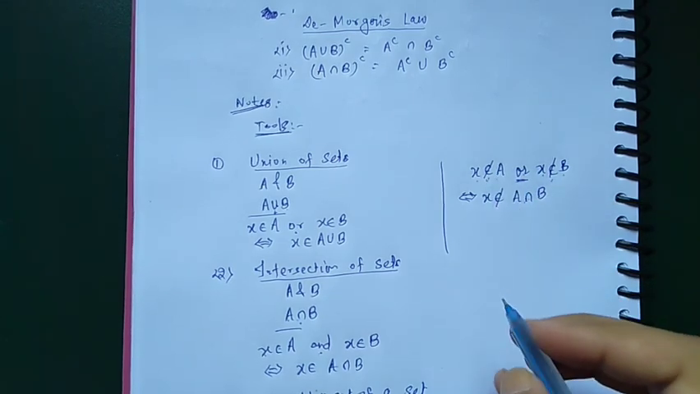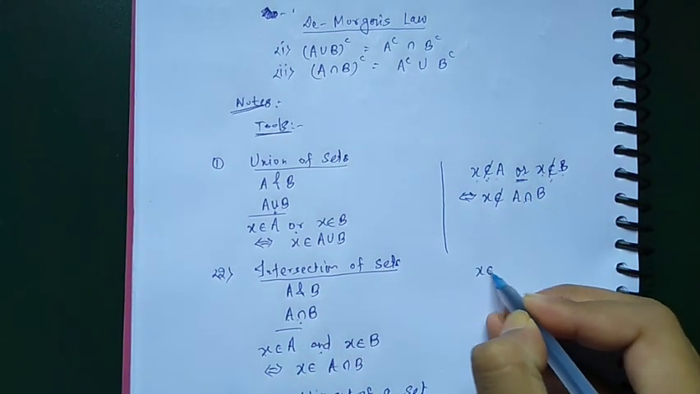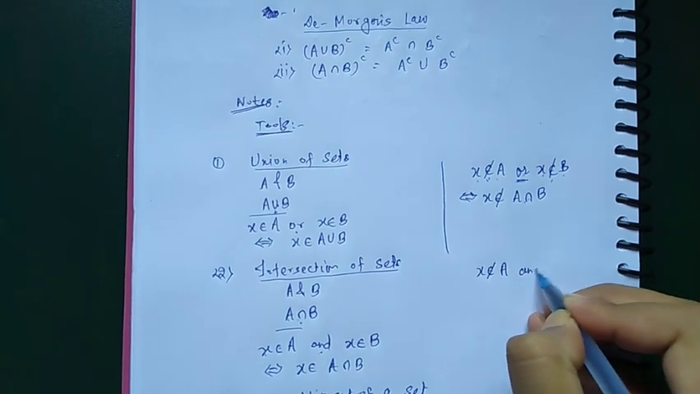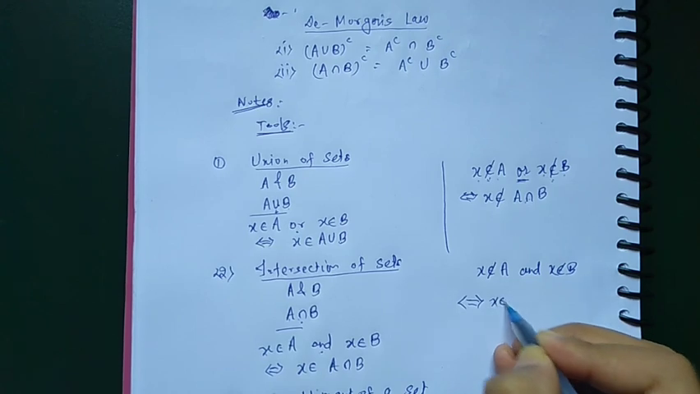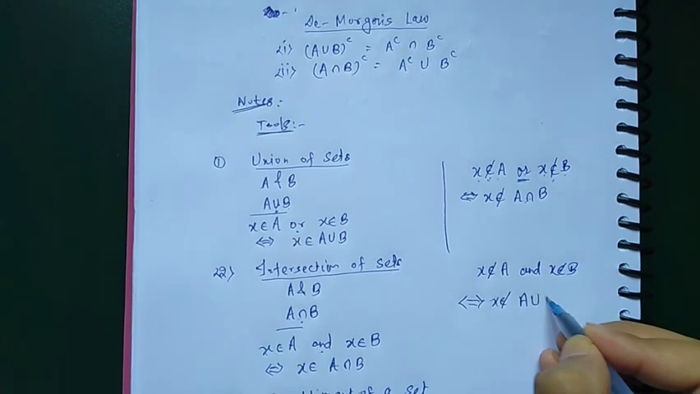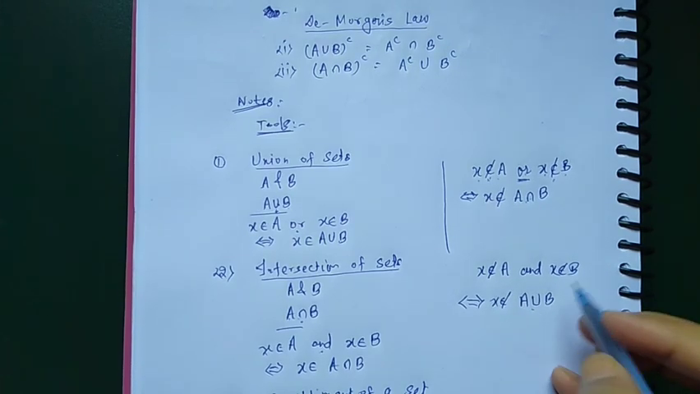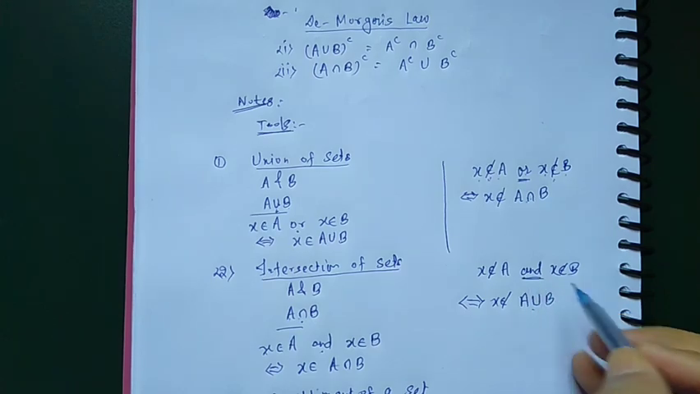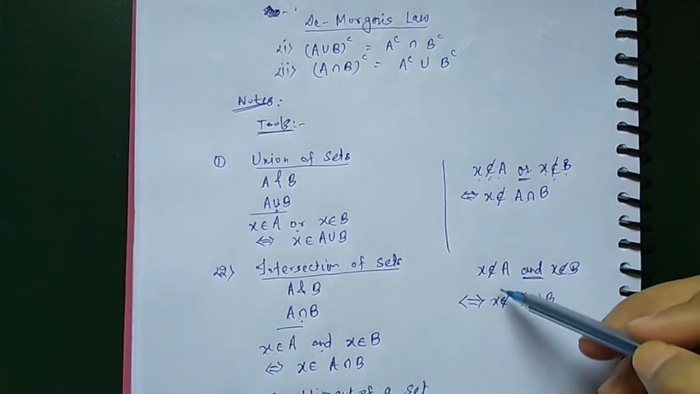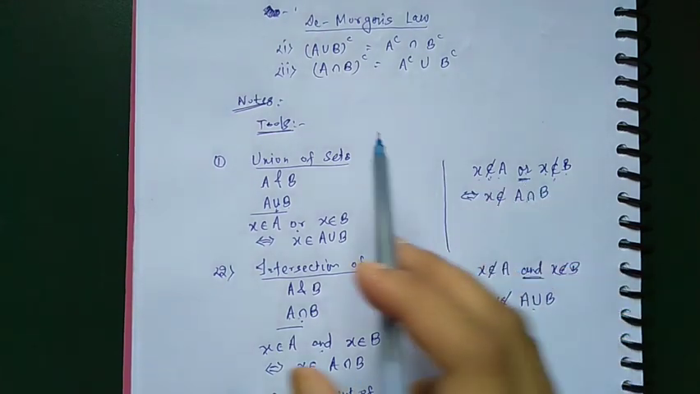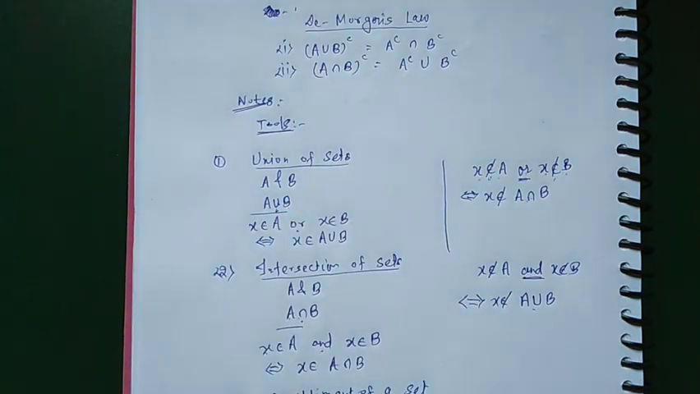So OR and intersection will be used in the negation. Similarly for intersection, if X doesn't belong to A and X doesn't belong to B, then we will say that X doesn't belong to A union B. We will not use intersection, yet here the term AND is used. These two tools will be very useful in the proving of De Morgan's law, so we should remember it.